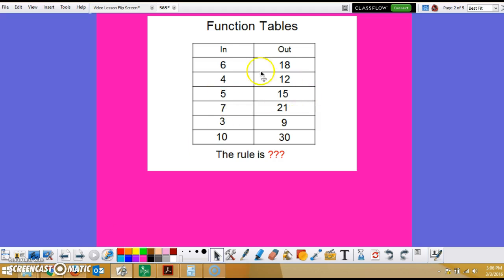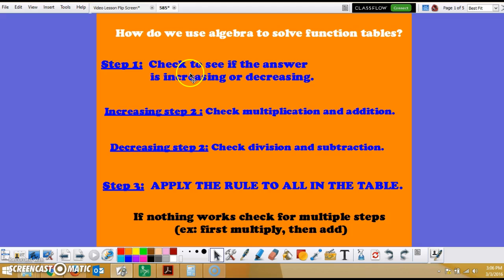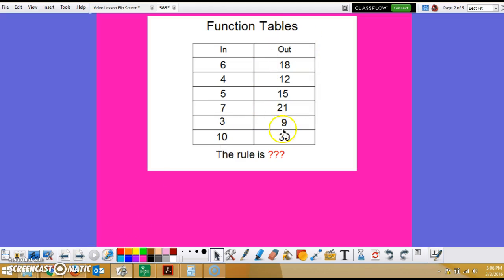Here's our function table. We have the complete function table filled in, but we don't know what the rule is. So let's take a look back at step 1. First, I need to check to see if the answer is increasing or decreasing. Well, the answer is the out portion of our table. So I need to compare that with the in. The numbers going in, are they lower or higher? Or the answer itself, is it increasing from the original number or decreasing? 6 to 18 is an increase, 4 to 12 is an increase, 5 to 15, that's an increase as well.